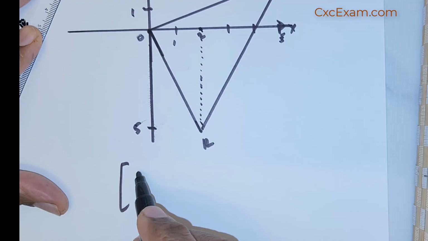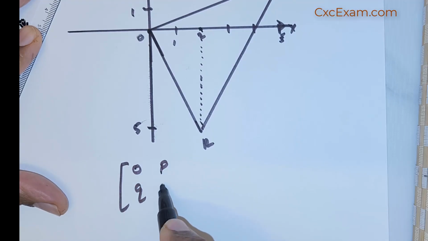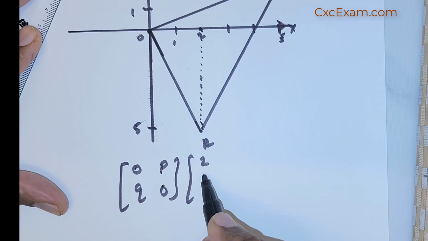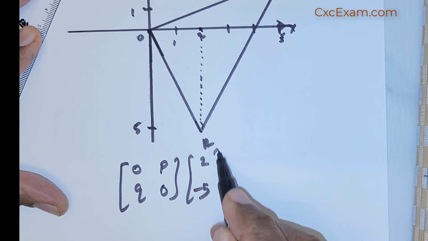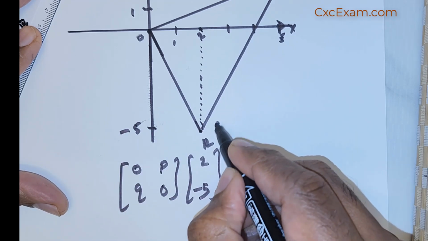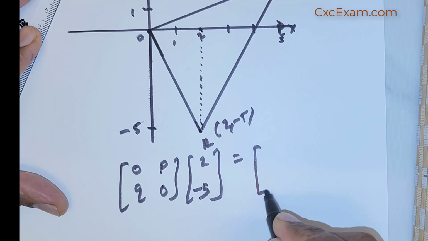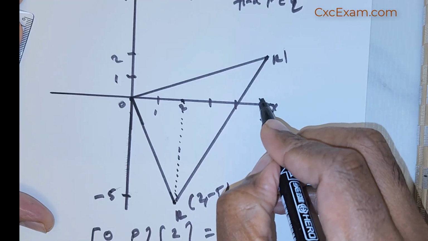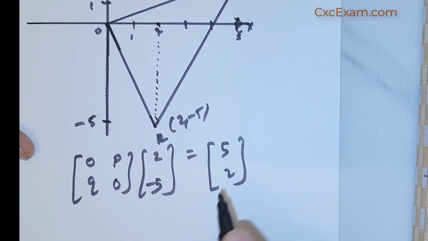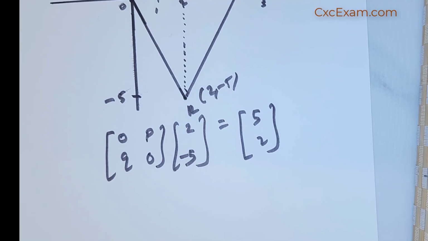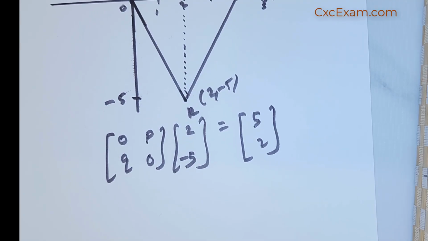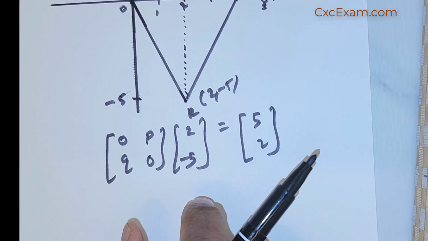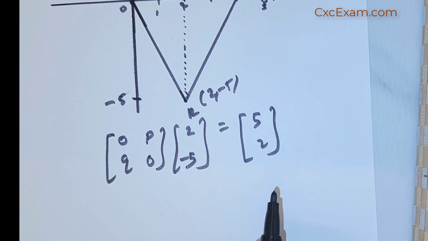So the transformation 0 q, p 0 is actually affecting or attacking the point 2, negative 5. This is negative 5, right? 2 comma negative 5, and it is moving this point to 5, 2. Okay, so that's a very important observation you will have to make. Now from this we will have to get the values of P and Q.